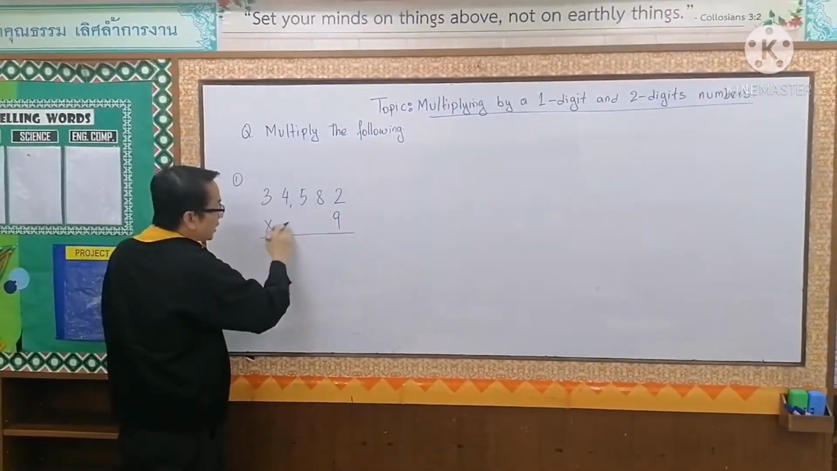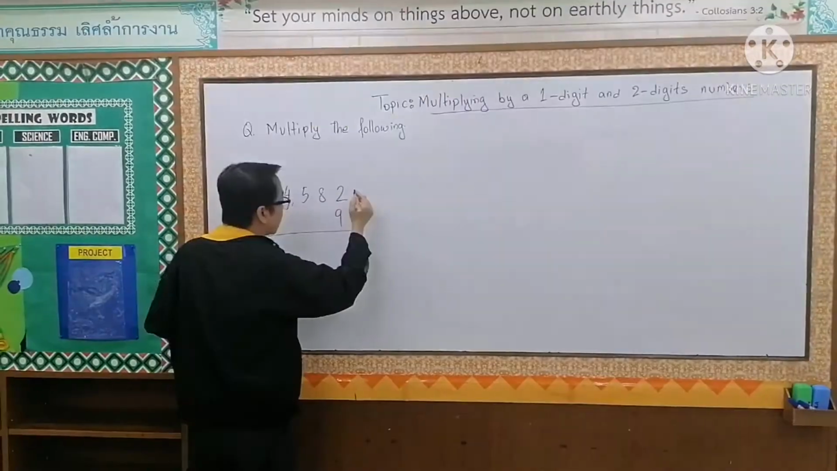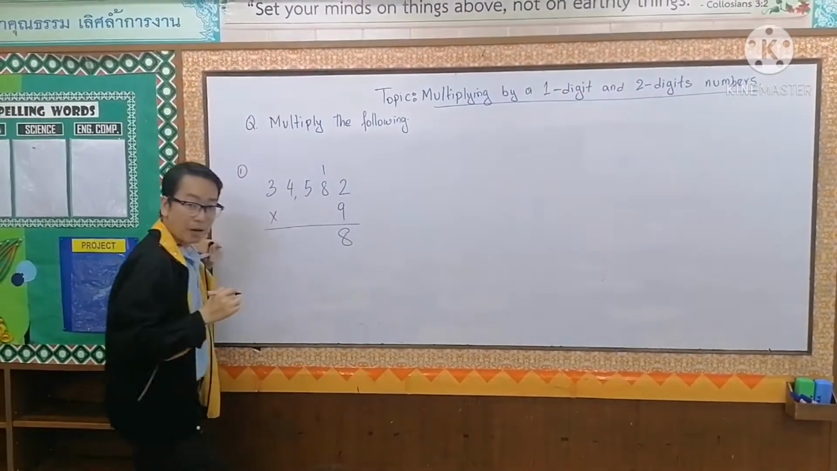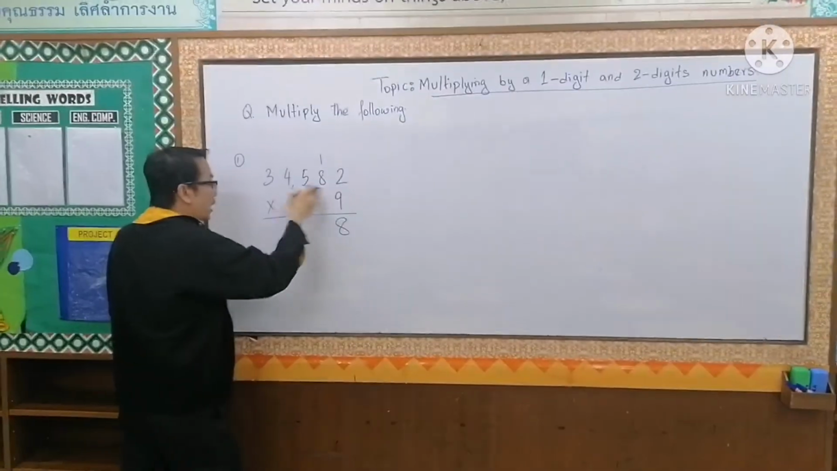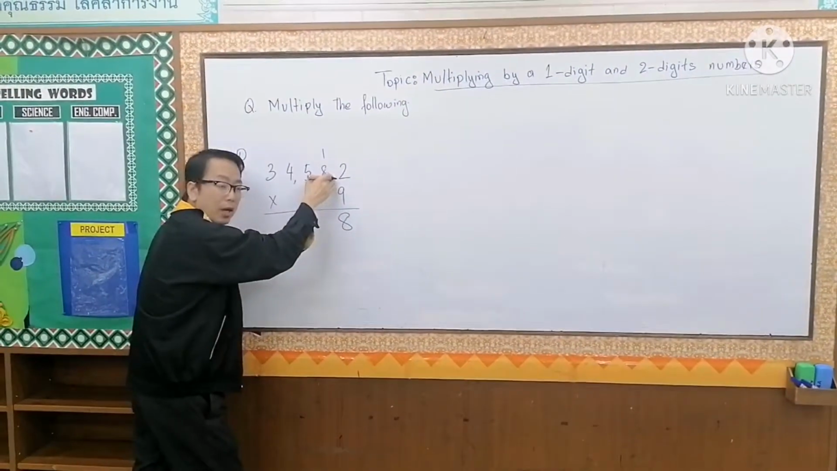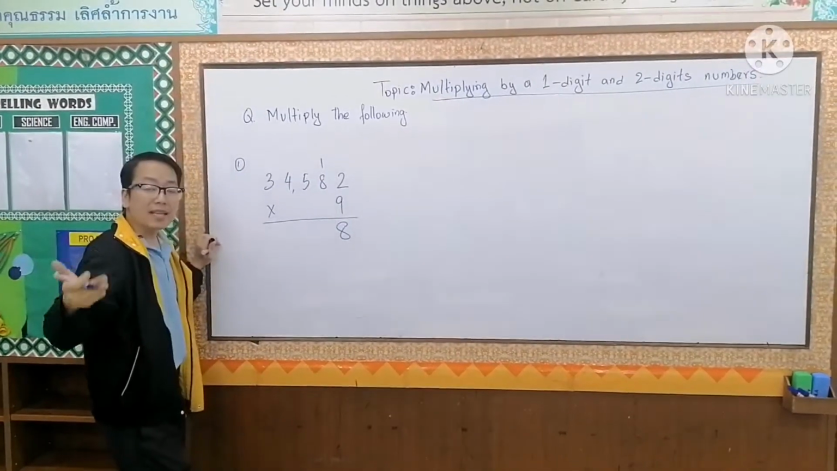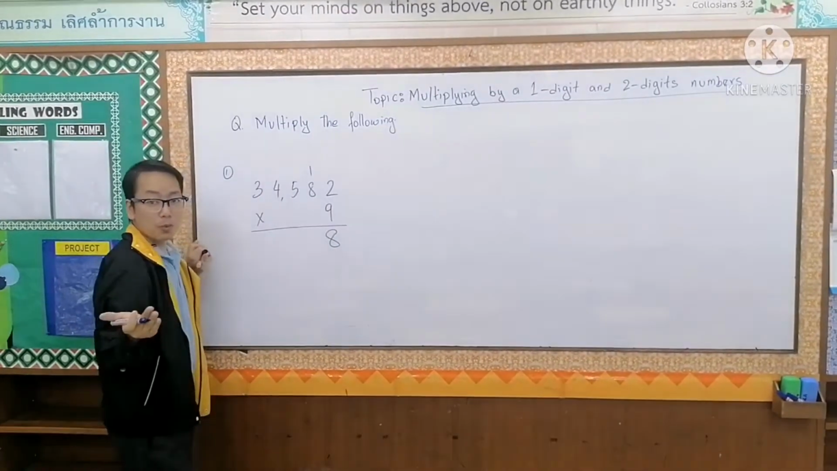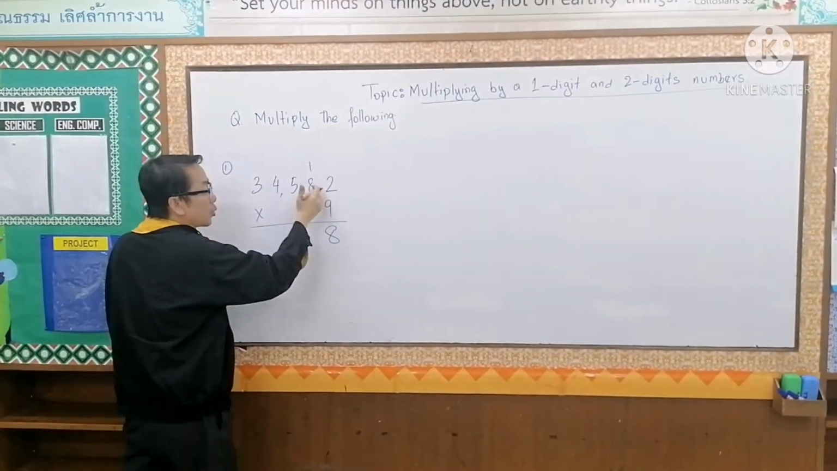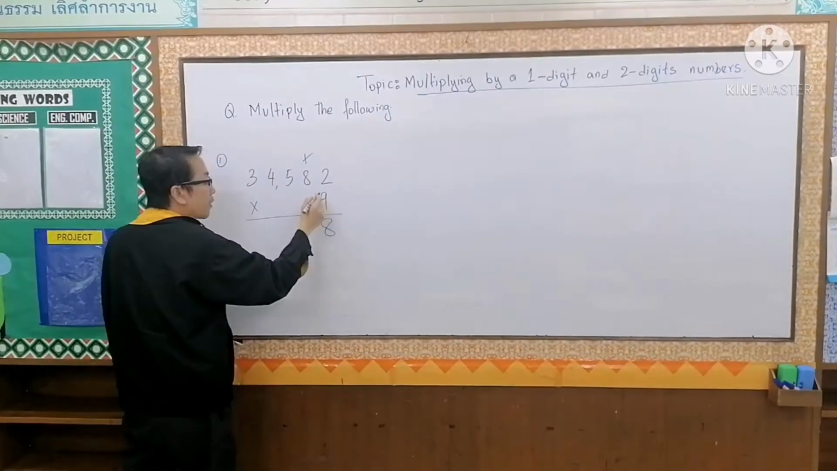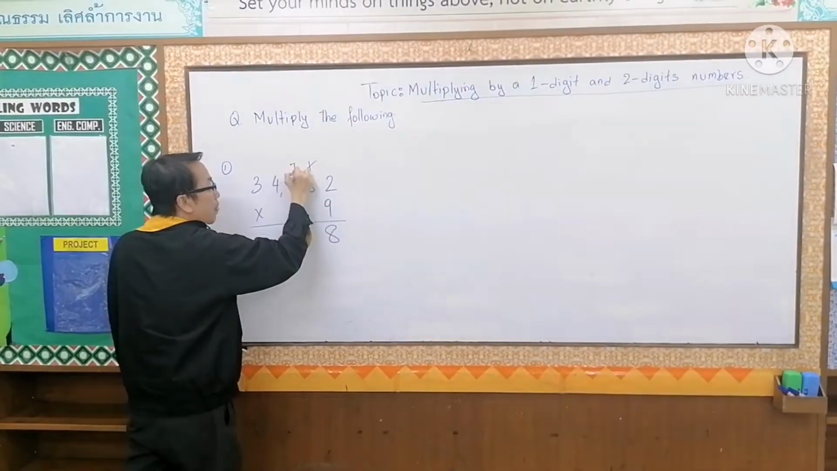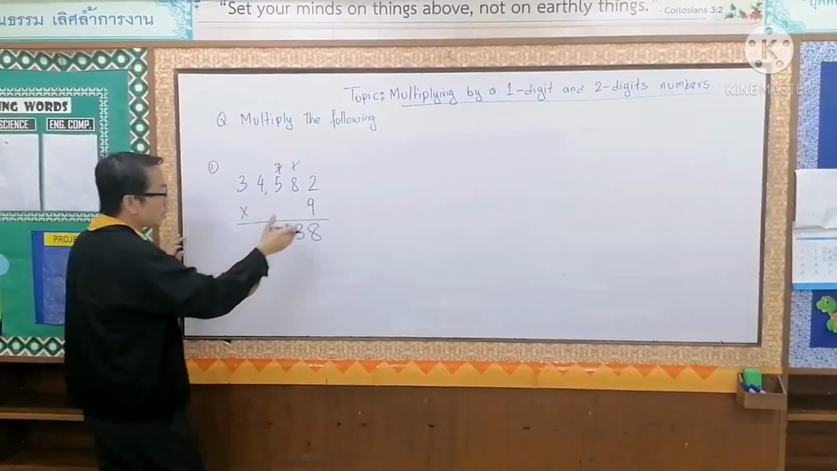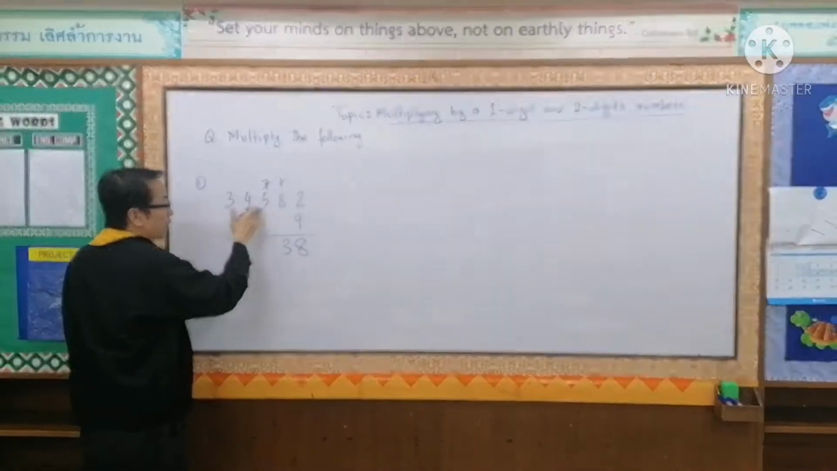We have 9 times 2 is 18. So I put 1 up, 8 down, and the next one we have is 9 times 8. Now you need to know what is 9 times 8. 9 times 8 is 72. Now when we get 72, we need to add 1. So we have 72 plus 1 is 73.